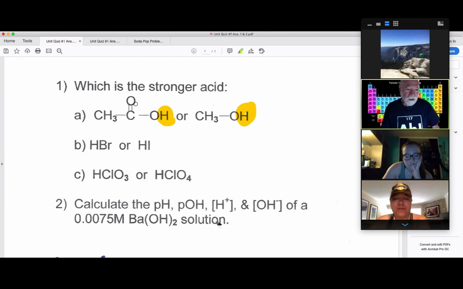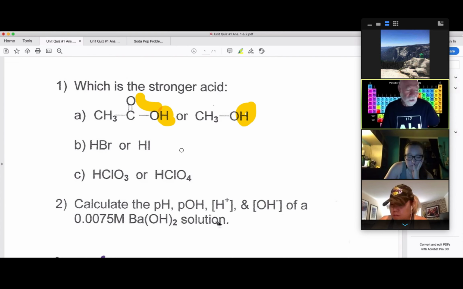And notice this oxygen on the carbon. That's going to draw electrons away, making it more stable. So the answer on A should be the first molecule is more stable than the second. By the way, if you're curious, the first molecule is actually called acetic acid, and the other one is methyl alcohol. And acids are stronger than alcohol.